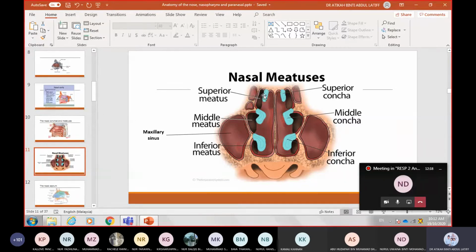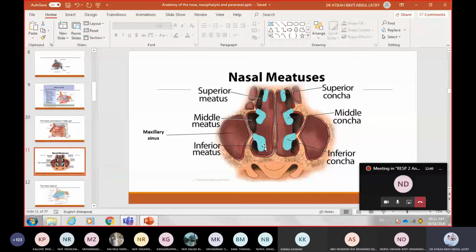Okay, so this, if you do a midsection, and this is from the anterior view, so you can see the sinuses, and this is the right and left nasal cavities. So you will find these bones called the concha: superior concha, middle concha, and inferior concha. Behind it, there is a passage called the meatus. So this is the superior meatus behind the superior concha, middle meatus behind the middle concha, and inferior meatus behind the inferior concha.